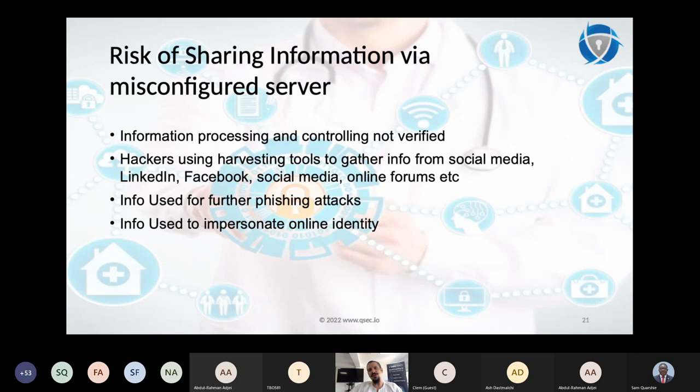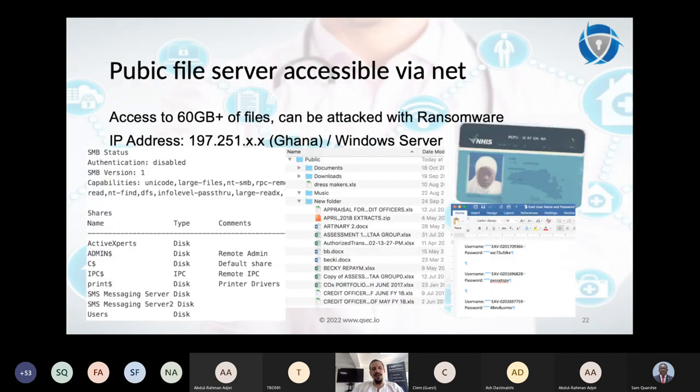So the information I'm going to show you is something we can easily access on a server by just scanning the internet and finding IP addresses. A hacker can easily take information like this and use it for phishing attacks or for impersonating a person online. And now we can use that to launch further attacks. So basically, it was a public file server, accessible via the internet.